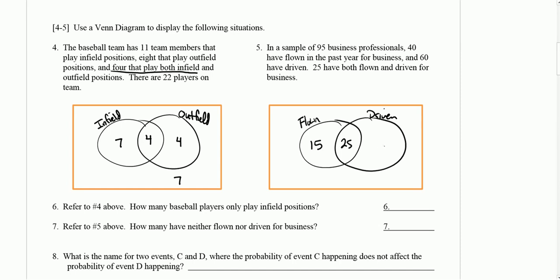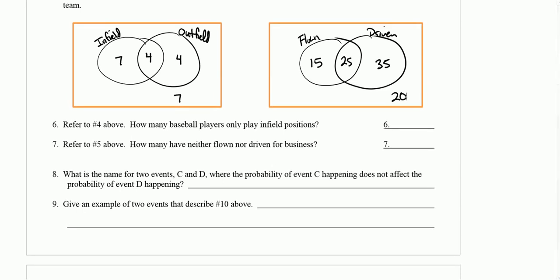And 60 have driven, so 60 minus 25 is 35. So 35 have only driven, 25 have driven and flown. That adds up to 60. And now if we add all this up, 35 plus 25 is 60 plus another 15 is 75. So leaving 20 more to total our 95 business professionals.